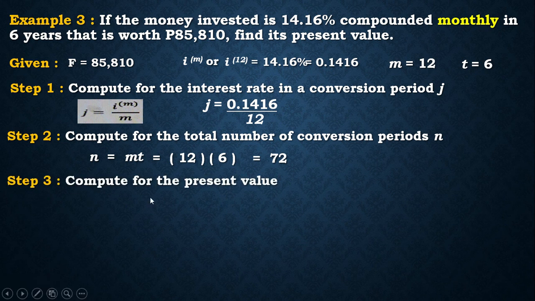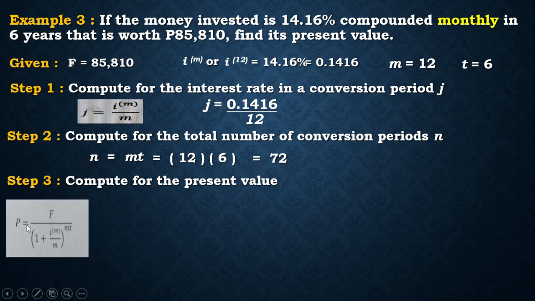Step number 3, compute for the present value P at compound interest more than once a year. Again, we have the formula. P is equal to F divided by the quantity of 1 plus the nominal rate divided by the frequency of conversion raised to the exponent of frequency of conversion times the term of time in years. Kung mapapansin po natin ito po yung J. So, pag pinalitan po natin, ito po ang mangyayari sa kanya.